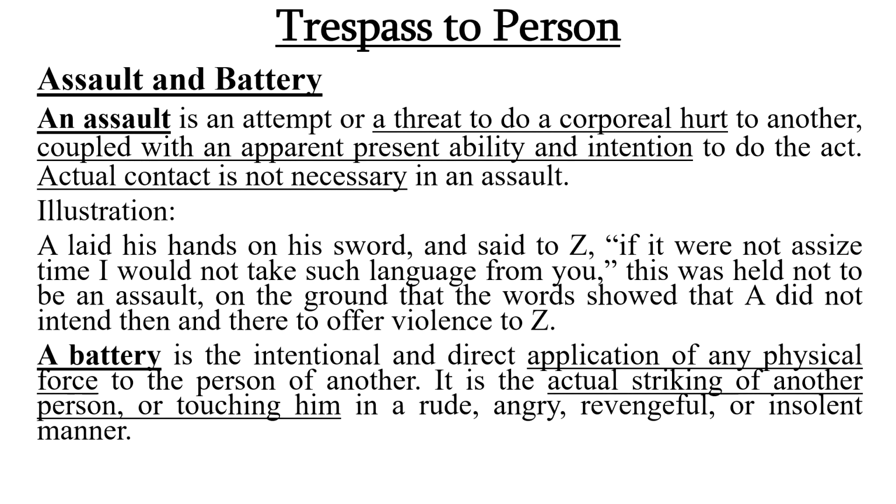Now comes the second type of trespass to person, which is battery. What is battery? What is assault we understood. Now, a battery is an intentional and direct application of physical force to the person of another. It is actual striking of another person or touching him in a rude, angry, revengeful or insolent manner.